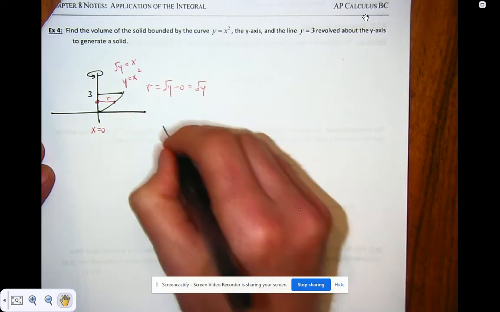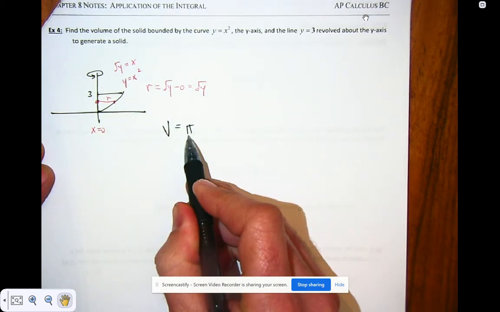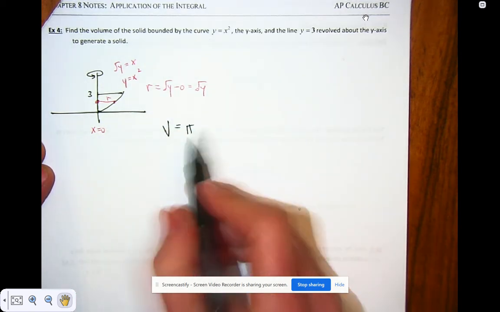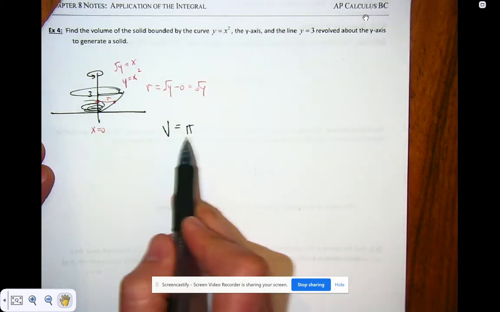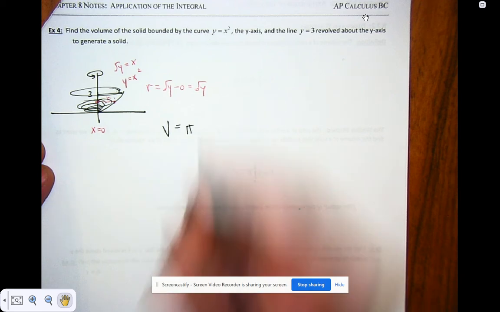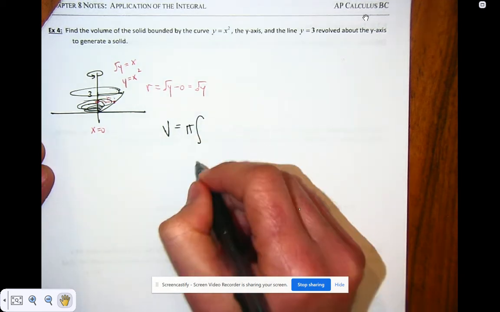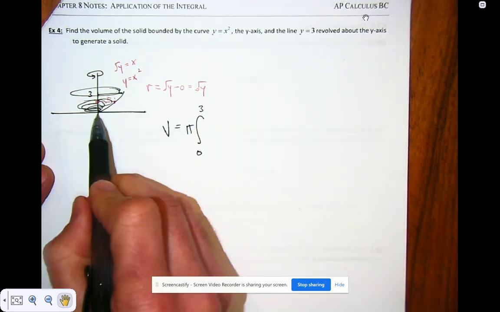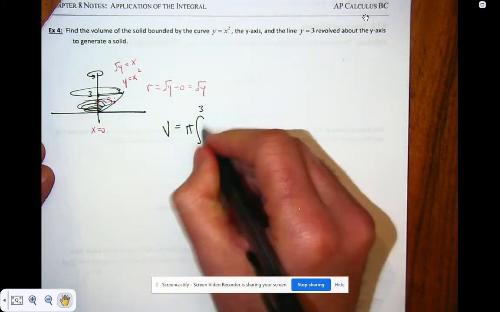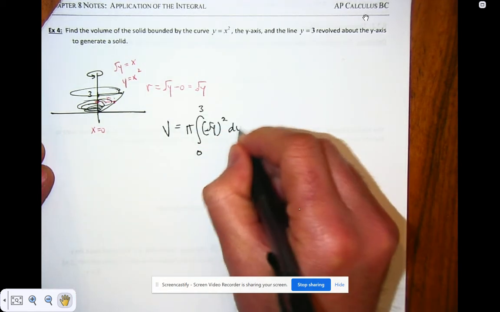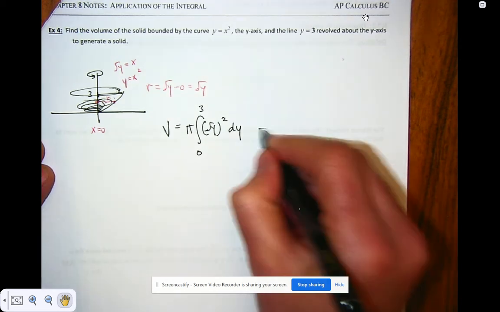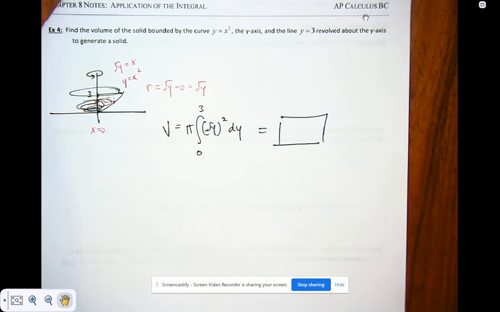You're home free. Your volume is pi. Why is there a pi there? You guys, there's pi's there because we're spinning this and we're getting circles. Pi's don't come out later on when they're not circles. Okay, so just remember that. Pi integral from 0 to 3, low to high, of r, which is root y, squared, dy. Okay. Math 9, that bad boy. Maybe you get a decimal for a change, round it to 3, and you guys are off and running.